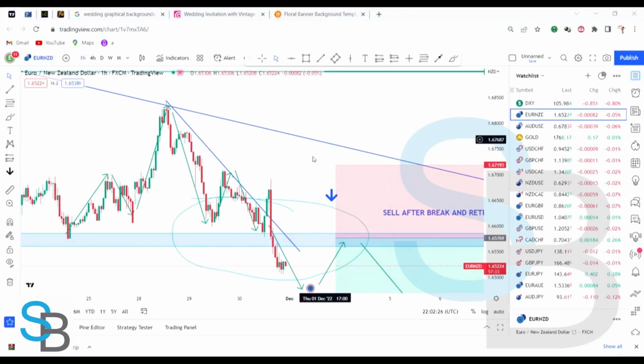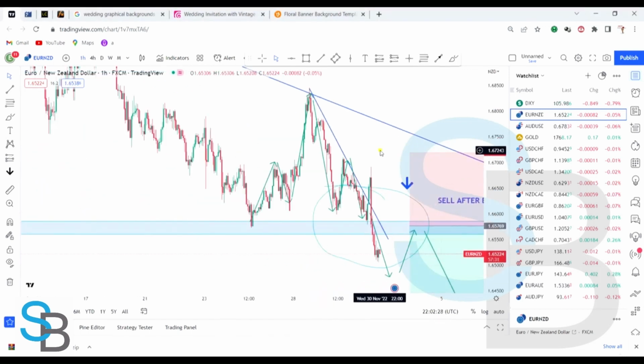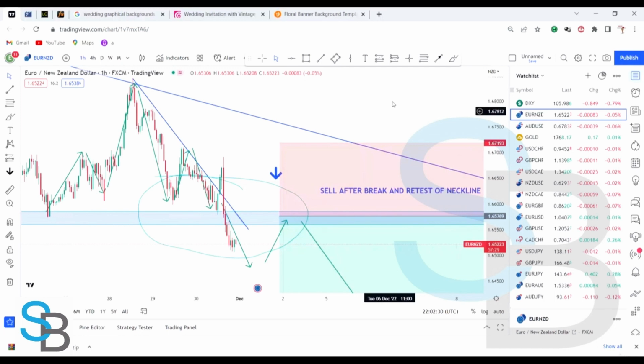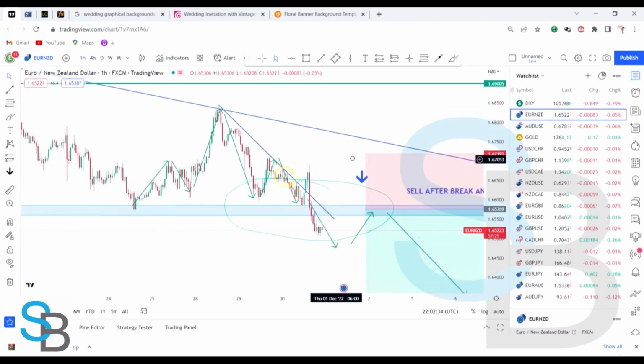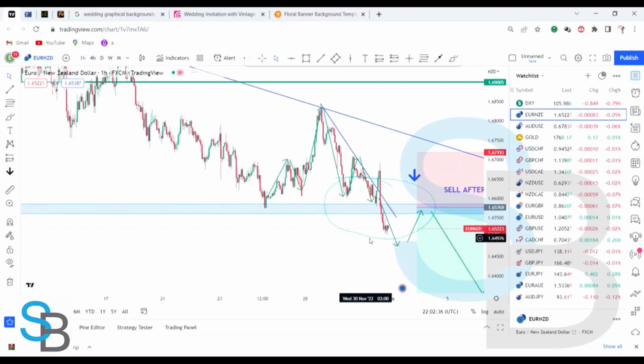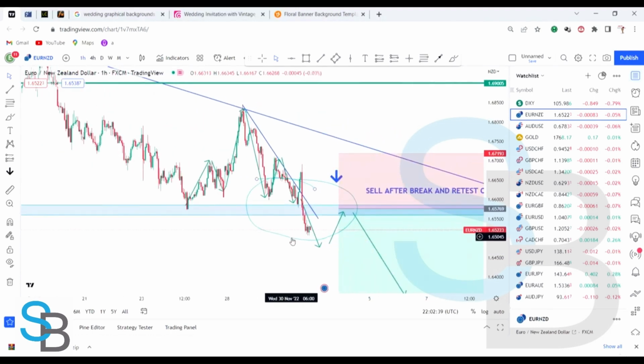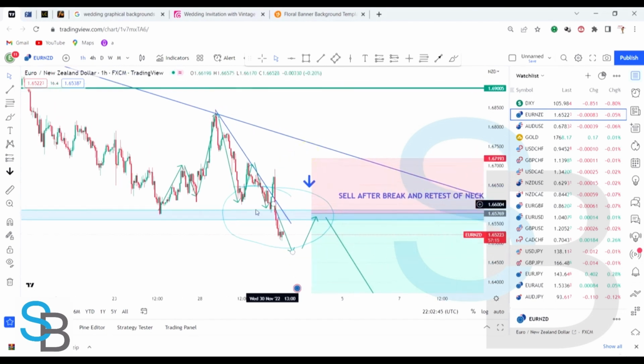Now I want to share this trading setup with you. This is Euro NZD, and we have spoken about this pair in one of our previous videos, I think the last one. We analyzed the charts for it.